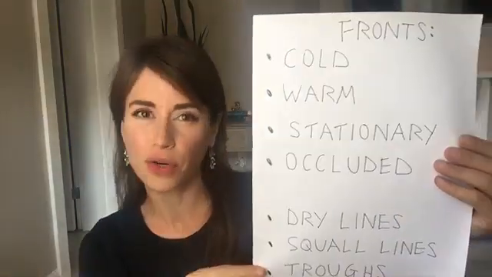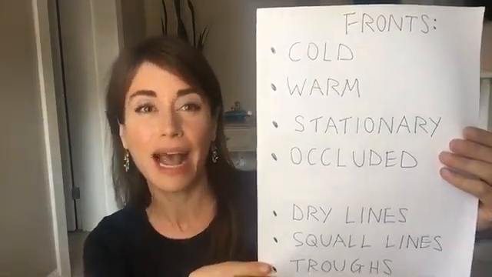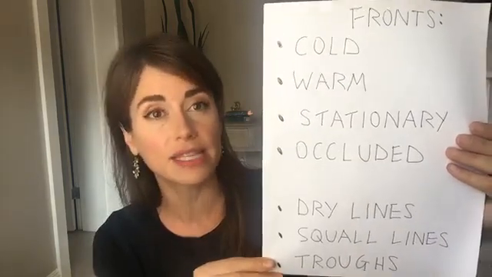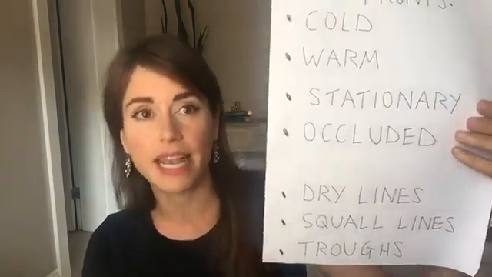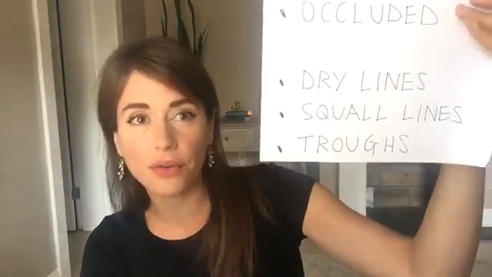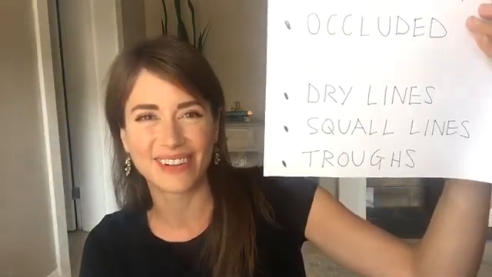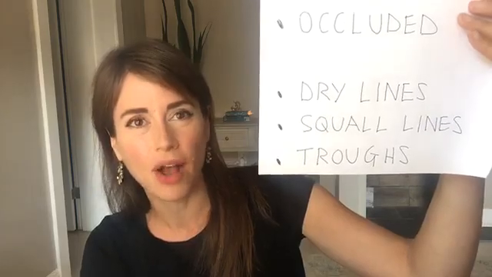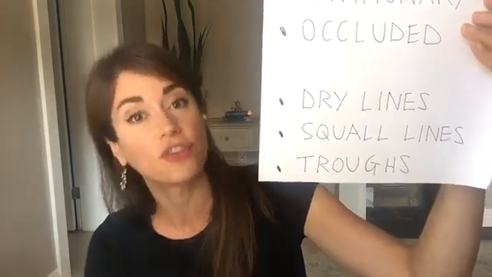We're talking about, of course, cold fronts that we're seeing move in right now. We're talking about warm fronts, stationary fronts, and something called an occluded front. And then there are three other things that look like fronts on our surface map, and that is dry lines, squall lines, and troughs.